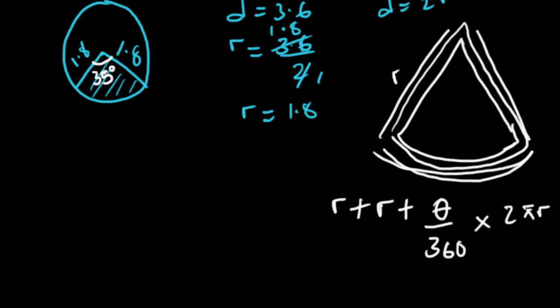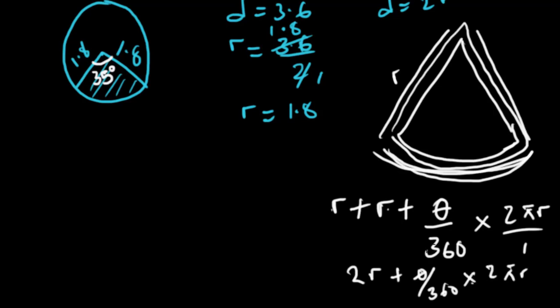And this formula is easy to remember if you know that an arc is just a fraction of the full circumference of a circle. The circumference of a circle is 2 pi r. So a fraction of it will be theta over 360 times 2 pi r. Now I know r plus r is 2r. So I have 2r plus theta over 360 times 2 pi r. So this is the formula for the perimeter of a sector.